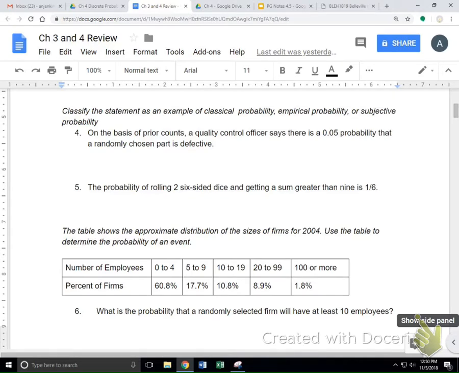For number 4, on the basis of prior accounts, the quality control officer says that there's a 0.05 probability that a randomly chosen part would be defective. We know this is based on observations, so we're going to consider this to be empirical probability.